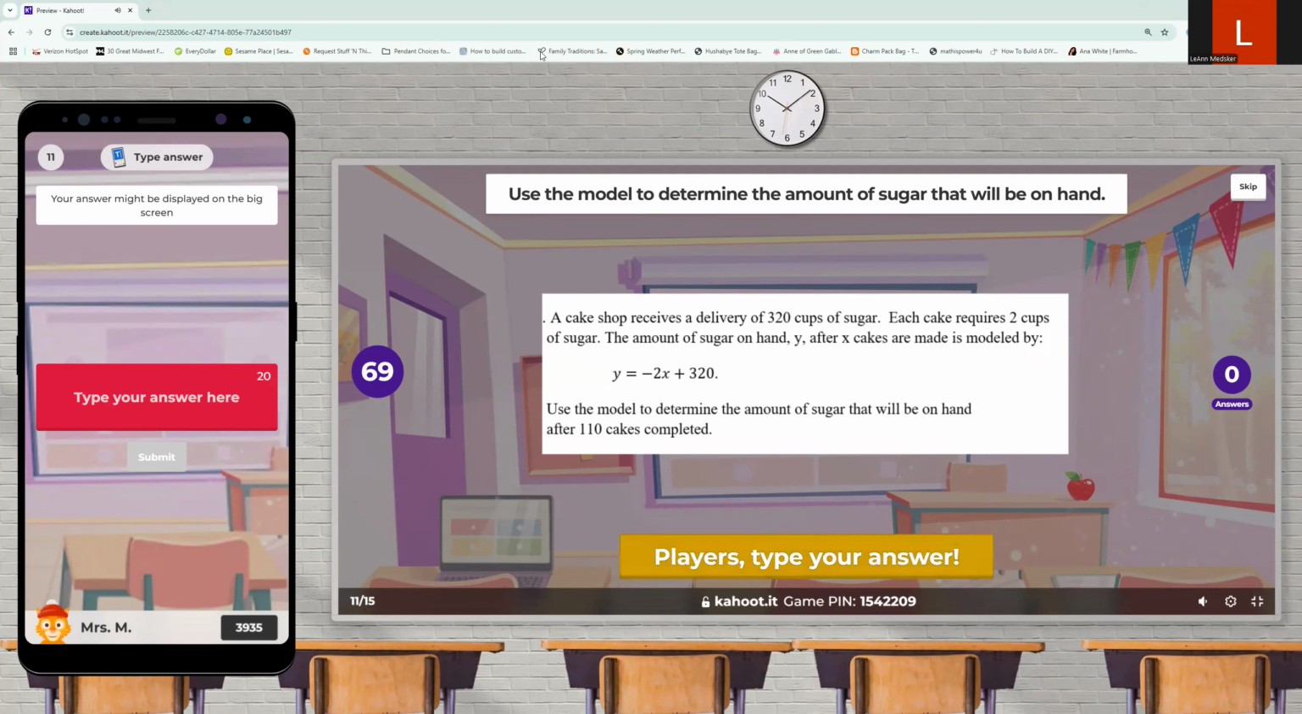So notice you have 320 starting cups of sugar. Every cake you make is going to require 2 cups of sugar, so you're going to be losing sugar from your inventory. Use the model to determine how much sugar will be on hand after 110 cakes are completed. So we would be doing y equals -2 times 110 plus 320. And let's see, 2 times 110, with it being negative, would be -220, plus 320 is going to be 100. You'll have 100 cups of sugar left. So we can type in 100.